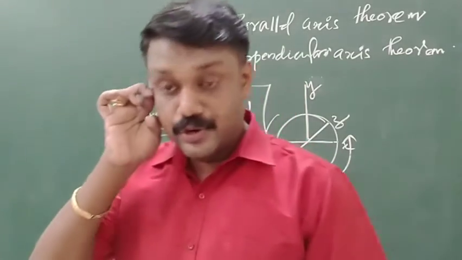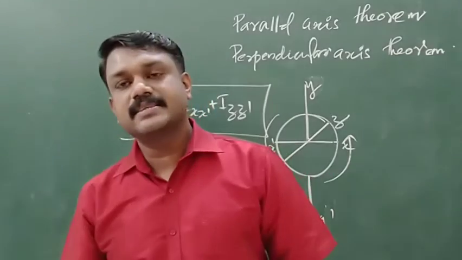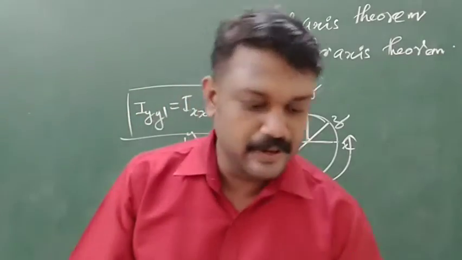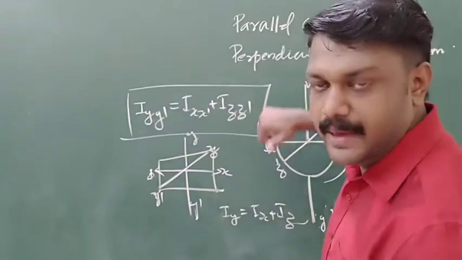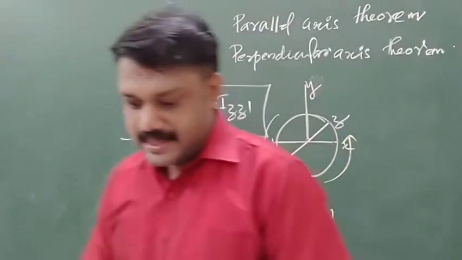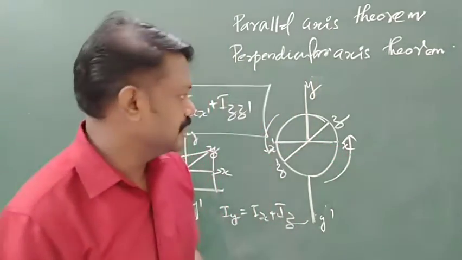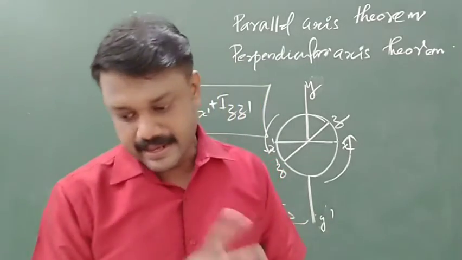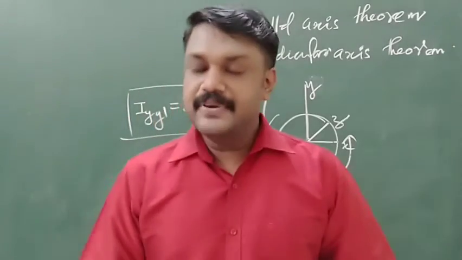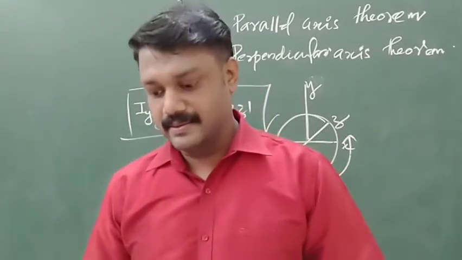Then, moment of inertia of a ring. If it is rotating about the perpendicular axis, then its moment of inertia is given by m into r square, where m is the mass and r is the radius.